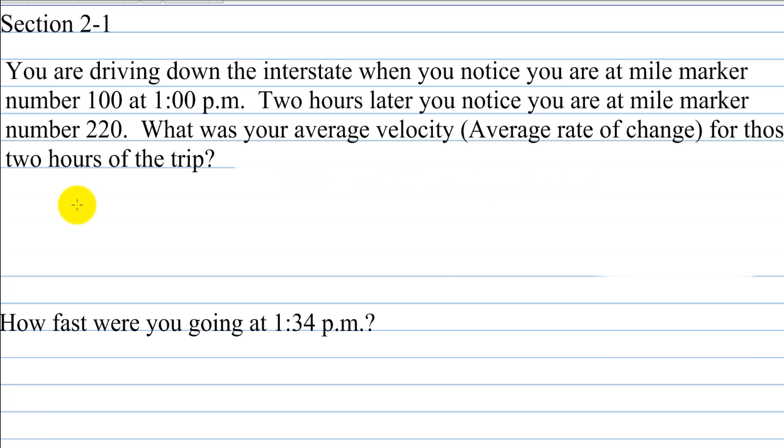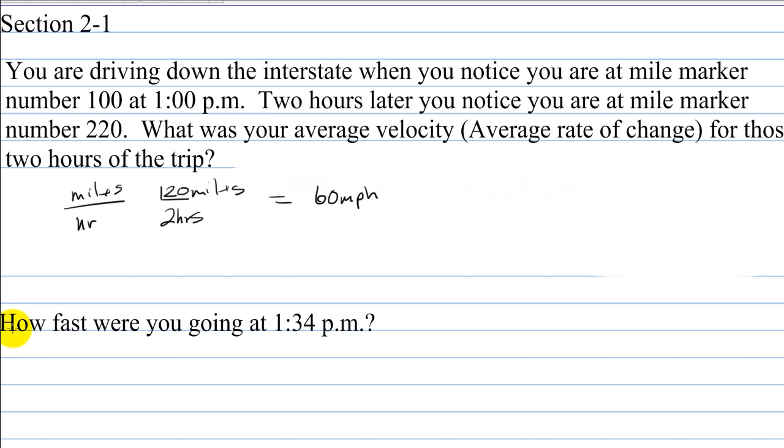Well, anytime I've talked about average velocity or average rate of change in a car, we're talking about miles per hour. And so really it says we've gone for 2 hours, so we already know that this is going to be over 2 hours. We just have to know how far we went. Well, if we started clocking this at mile marker 100 and we stopped at mile marker 220, we've gone 120 miles. So you simply divide and you find out that the average velocity was 60 miles per hour.